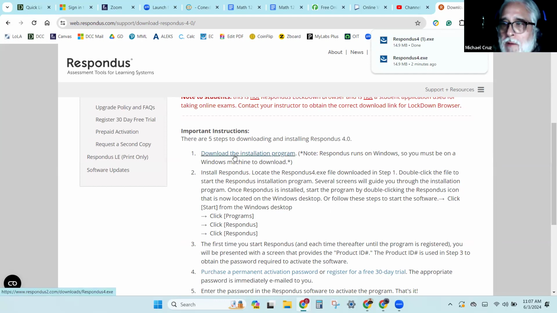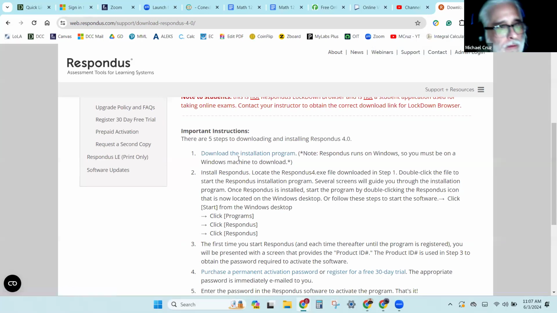So when you click on that, it downloads. See that one there? And like I said, I'm hoping that's going to be the one. Otherwise, I'm going to have to go back and find out what we're using.